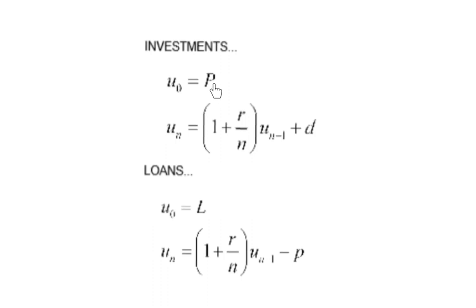So an investment starts with a principal. In my previous example, I put $5,000 in. Then to calculate how we get to the next amount, we take our 1 plus, because of course we're gaining money. We take the rate, in my example was 0.02, divided by how often per year we're getting that rate, multiplied by our previous amount, and then add my deposit.